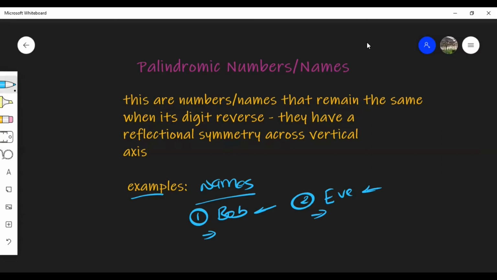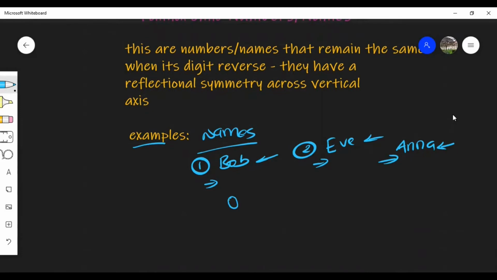Another one is Anna. You can read it from this side, you can read it from this side, and nothing changes. The name doesn't change. If you take a name like Otto, it's the same. You can read it from left to right, right to left, and the name remains the same. So this was 3, this was 4.